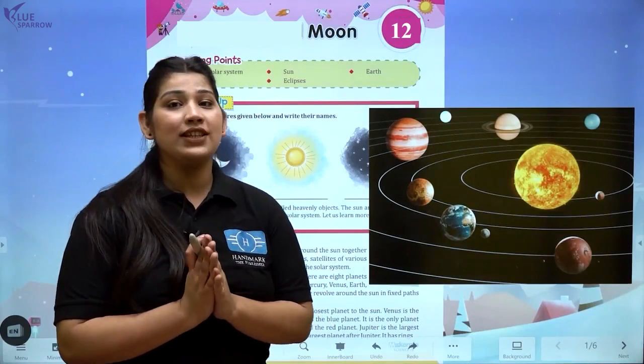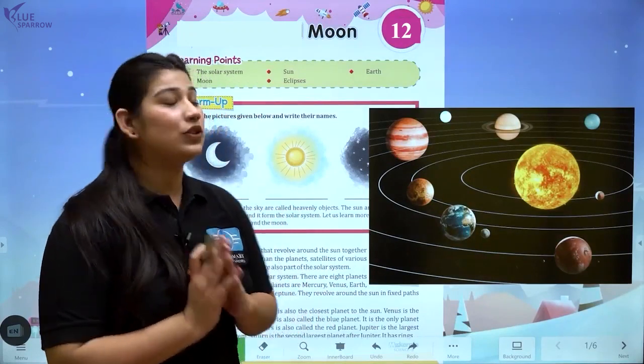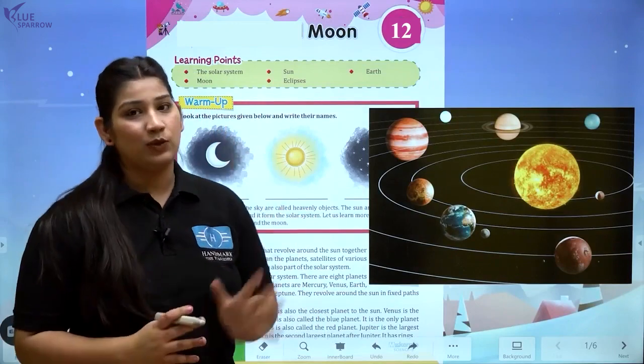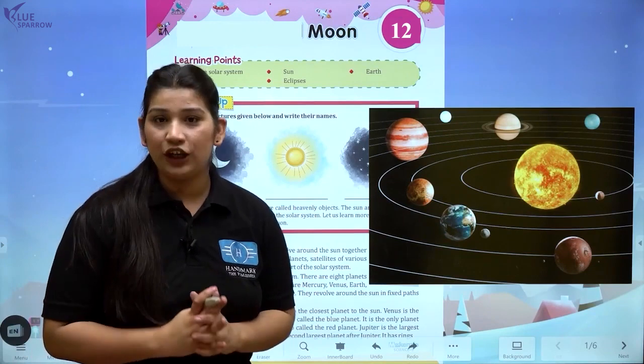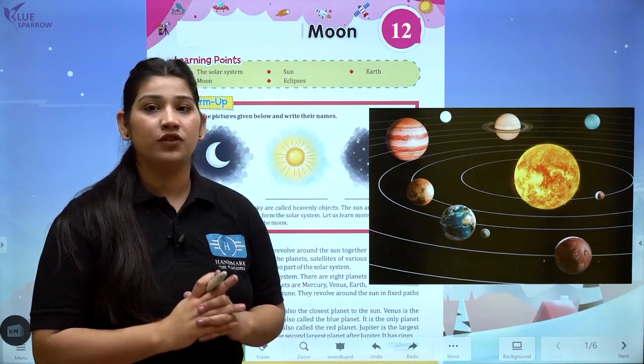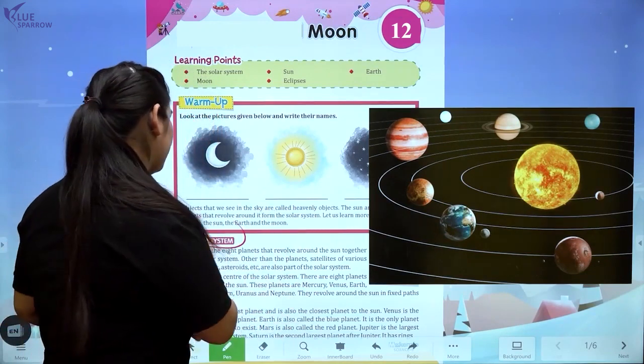Our topic for today's session is very interesting, which is Earth, Sun and Moon. The objects that we see in the sky are called heavenly objects. Let us understand our chapter and start with the solar system.